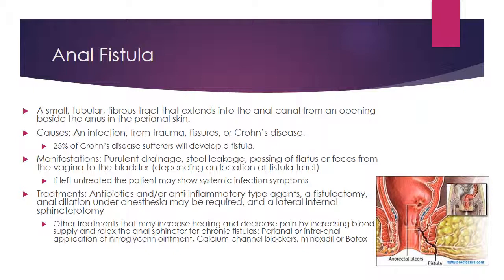Some treatments are antibiotics and/or anti-inflammatory agents. A fistulectomy is an excision of the fistulous tract. The lower abdomen is flushed with prescribed enemas, and then the fistula is either dissected out or laid open by an incision from its rectal opening to its outlet and then packed with gauze. Anal dilation under anesthesia may be required, and a lateral internal sphincterectomy could also happen.